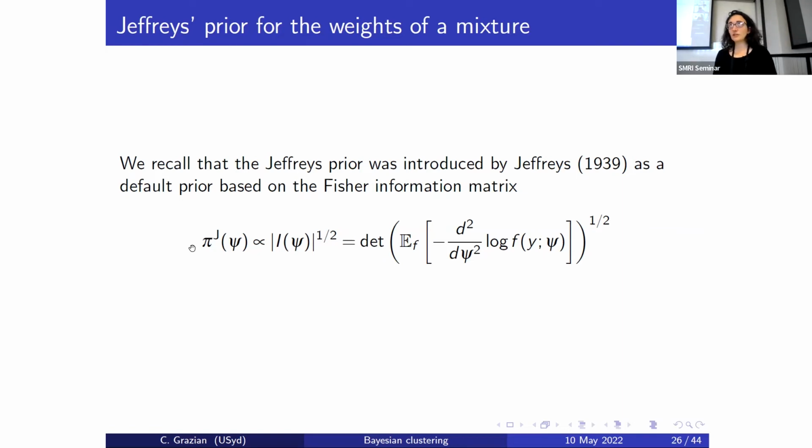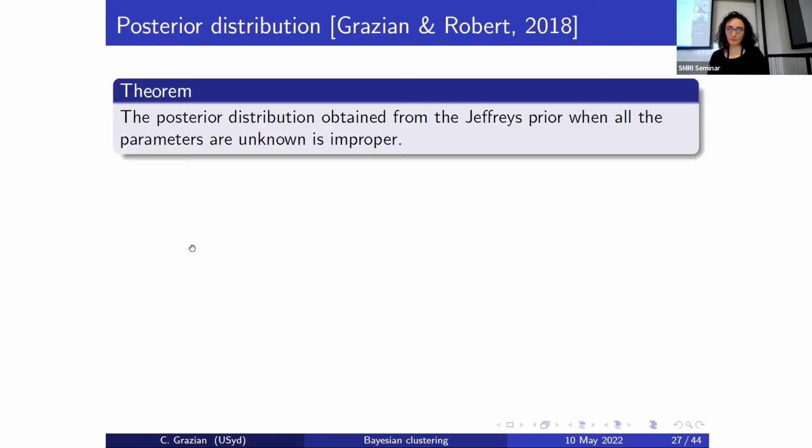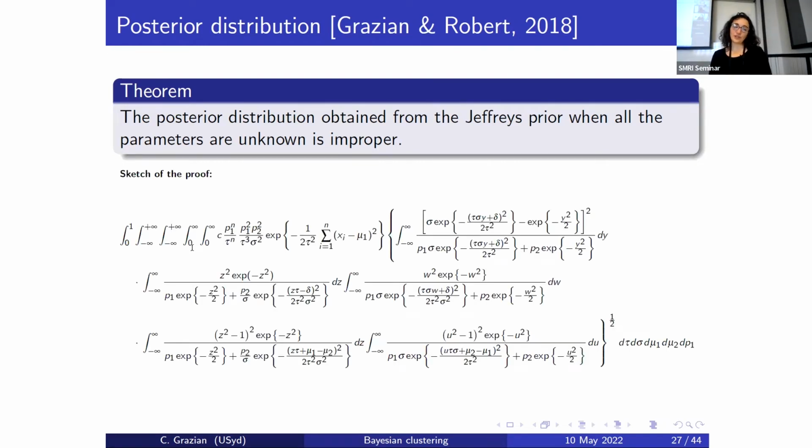So the idea is that you have a prior distribution that follows the model, and it increases the chance to be able to follow the likelihood function. So if I use the Jeffreys prior for all the parameters of a location-scale mixture model, for example, a mixture of Gaussian distributions, the posterior distribution is improper. So we can't use this prior distribution.